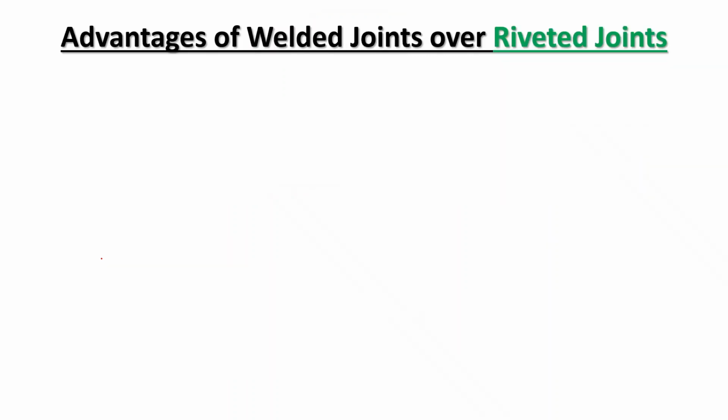Now let's see what the advantages of welded joints over riveted joints are. As I told you in the previous slides, your welded joint is a permanent joint and your riveted joint is a semi-permanent joint. So we will see some of the advantages of the welded joint, which is a permanent joint, over the riveted joint, which is a semi-permanent joint.